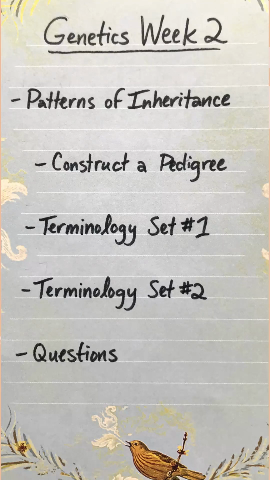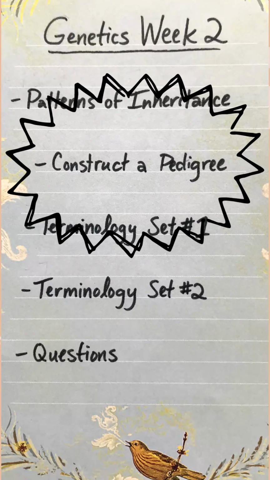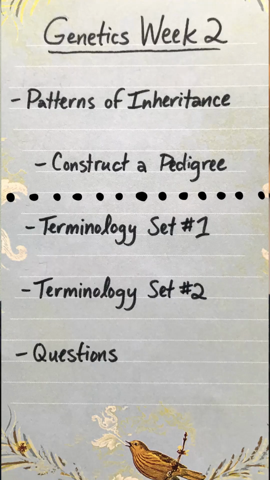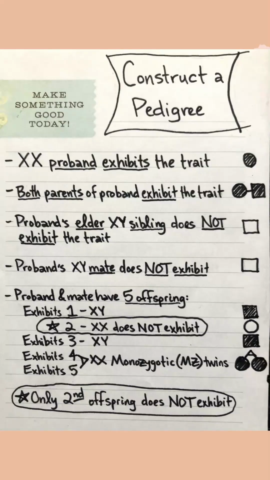This is the second video in a short series on basic concepts in genetics. We're going to be constructing a pedigree based on information that we have received from a proband. A proband is basically the first person in a family that displays a trait and then has it looked at to see if they can trace where they got the gene for that trait.